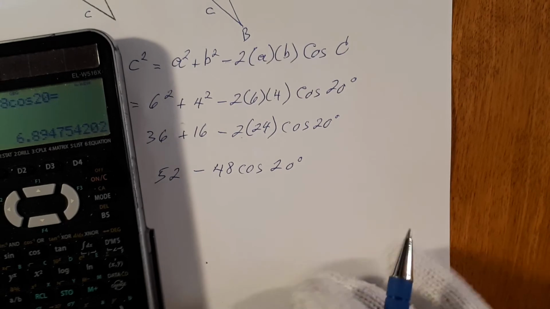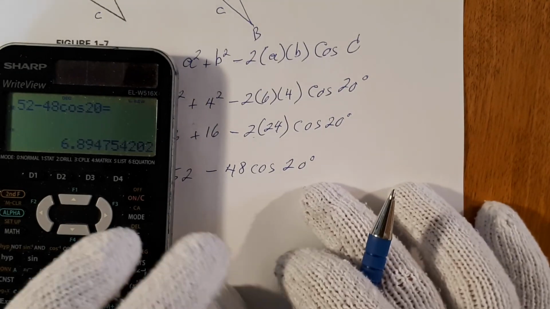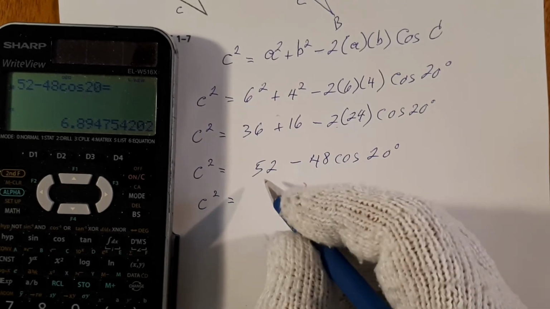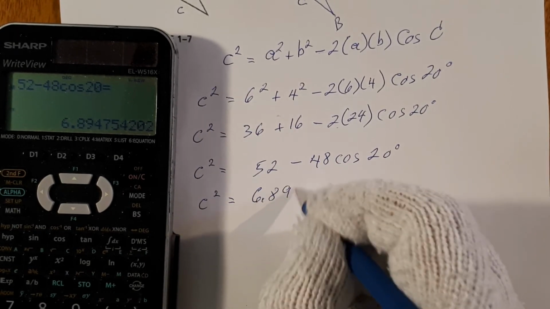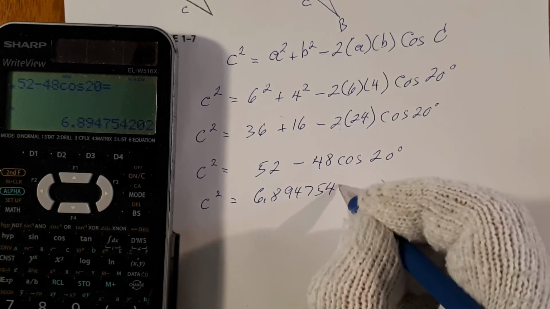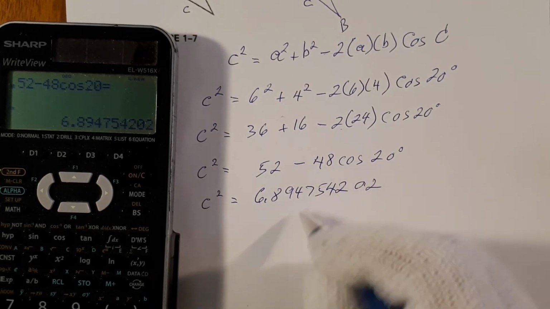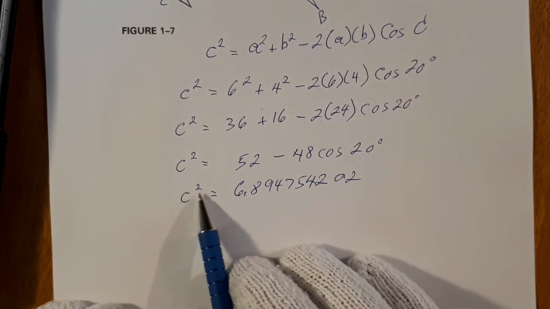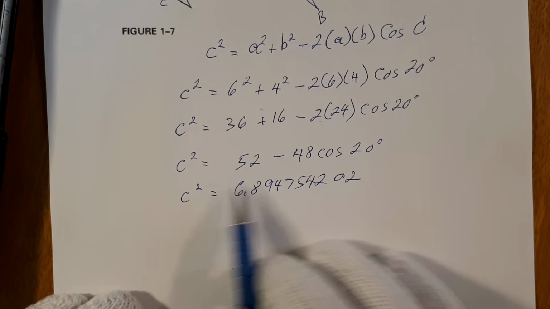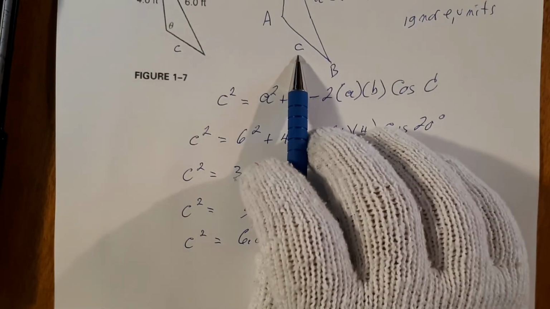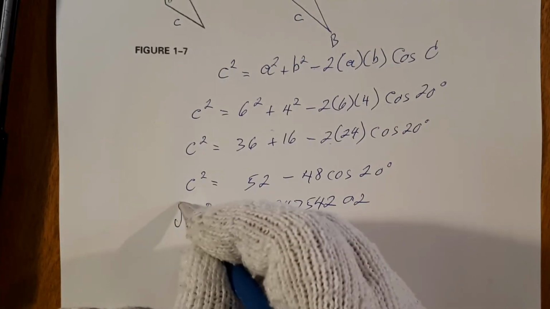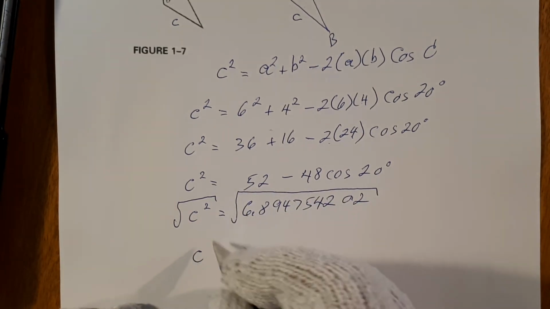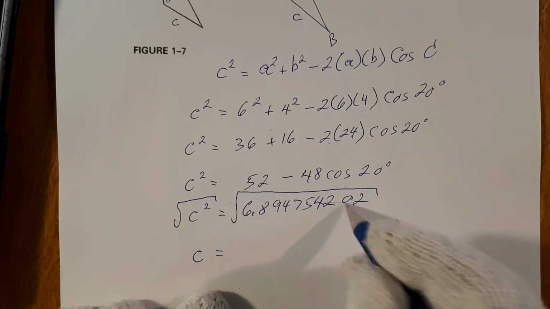The number I get is 6 point, put all these over here somewhere. C squared then is equal to 6.894754202. But we're not finished because this is squared. So we have to take the square root of both sides in order to calculate what C is. Therefore, C, the square root of C squared, is equal to the square root of that.